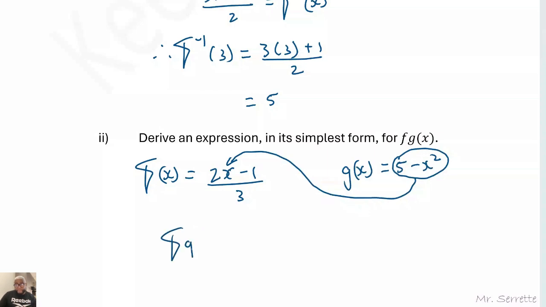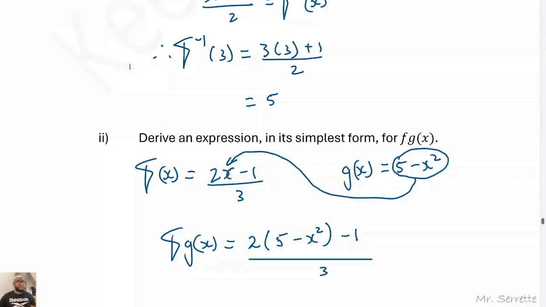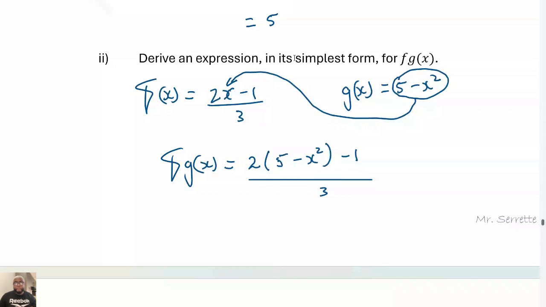Everybody good there? So f of g of x is going to be 2 by, sorry, instead of putting x, I'm going to be putting what g of x is, right? So it will be 2 by 5 minus x squared, minus 1, over 3. Everybody good there? Did they say to simplify it? Y'all saw this? What do we need to get rid of here? What are we getting rid of first? Brackets. Boom. The brackets, on top of things, right?